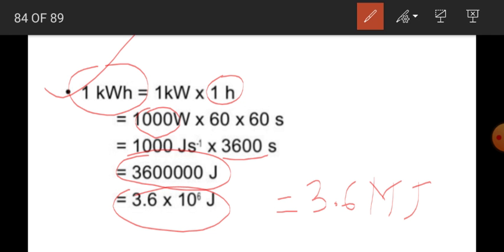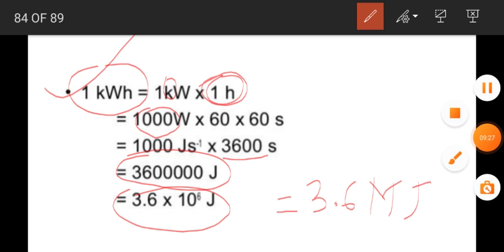So, basically all you need to do is put the value: in 1 hour there are 3600 seconds, and multiply with the kilo. Kilo means 1000. Rest is SI unit. Okay, so this is the conversion factor.